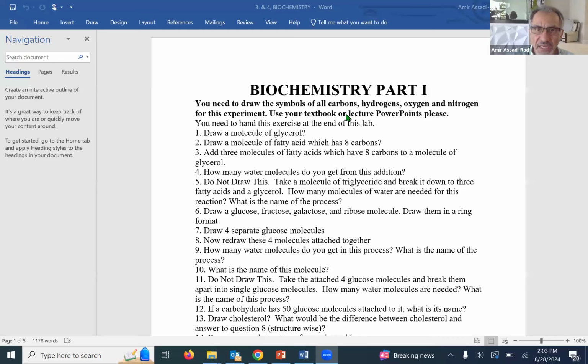Biochemistry part 1. So I ask you to draw all of the carbons, well, for the first time, I'm letting you do this. It's your responsibility to learn these things, but anyhow, it's up to you. I think if on a piece of paper you draw these molecules, it's a better practice for you than if you copy and paste.